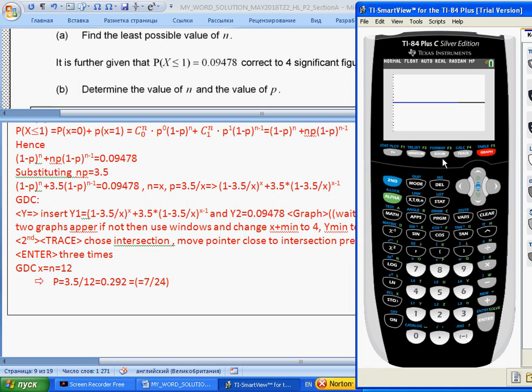Because it is probability, y should be a small value. Okay, so we don't say anything on the scale. So we go to window. The value of y will change to minimum 0 and maximum 0.5. Let's see.